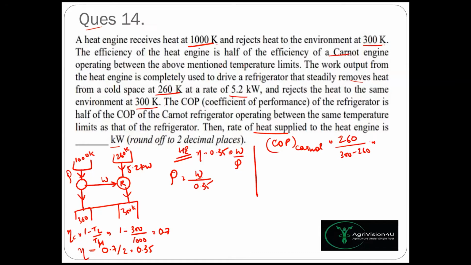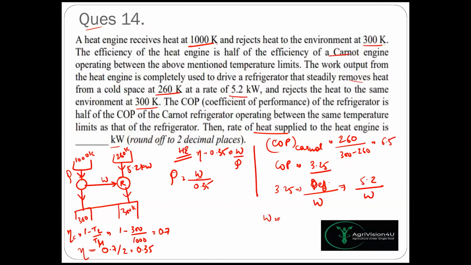Yeah, it will be 260 divided by 40 and that will be 6.5. So 6.5 is the COP of the Carnot refrigerator, but the actual COP would be half of this. That means 6.5 divided by 2, that is 3.25. Now, COP of refrigerator is 3.25, and this COP would be equal to the heat rejected, that is the desired effect. So I'm just writing desired effect over here, divided by the work done on it. So that is 5.2 divided by work done.